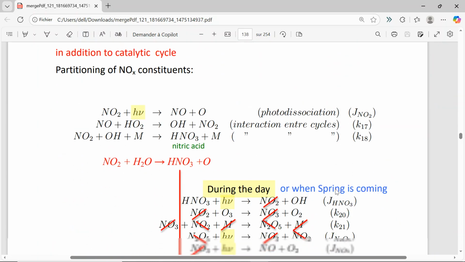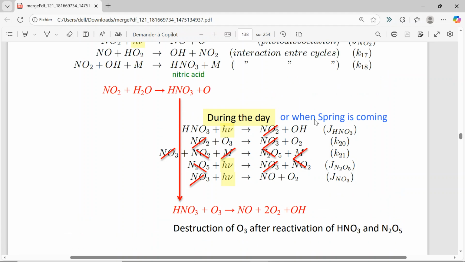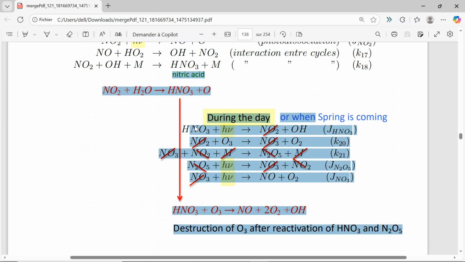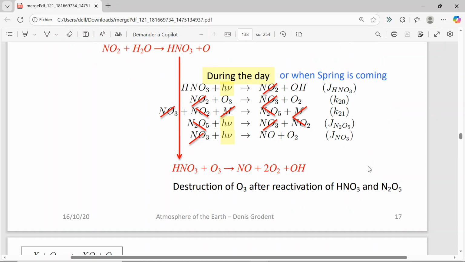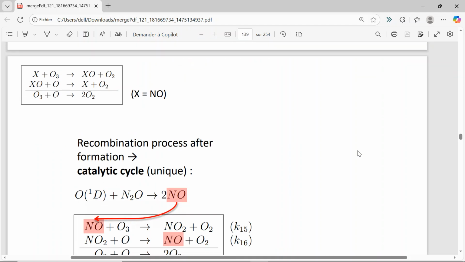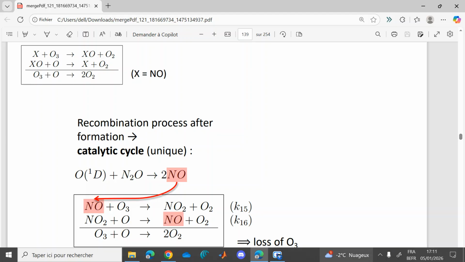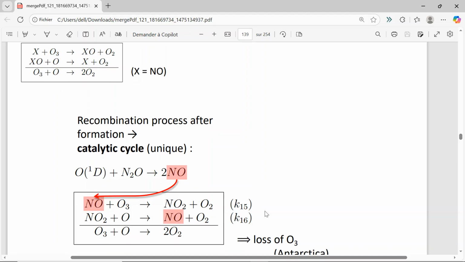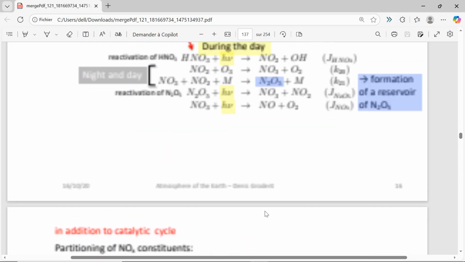So it explains the release of those harmful gases that will lead to the destruction of ozone. They are due to the reactivation of those reservoirs, which is the HNO3, which is released in the spring. So it will explain why during the spring the concentration of ozone over Antarctica is dropping. So here is the catalytic cycle, here with the NO species.